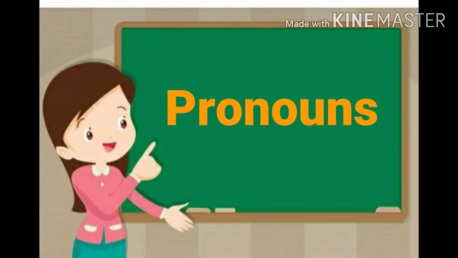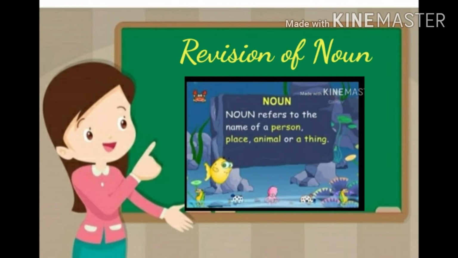For that we will first of all revise the definition of noun. So what is the definition of noun? Noun refers to the name of a person, place, animal or a thing. Once again I repeat, noun refers to the name of a person, place, animal or a thing.